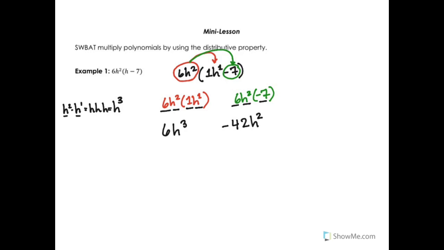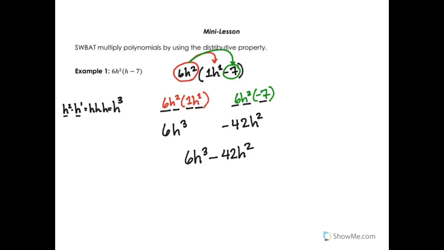So then if I check, h to the third has an exponent of 3, and h to the second has an exponent of 2, which means I can no longer combine these things. I can't add anything here. These two things are from two different families. So my final answer here is just simply 6h to the third power minus 42h to the second power.